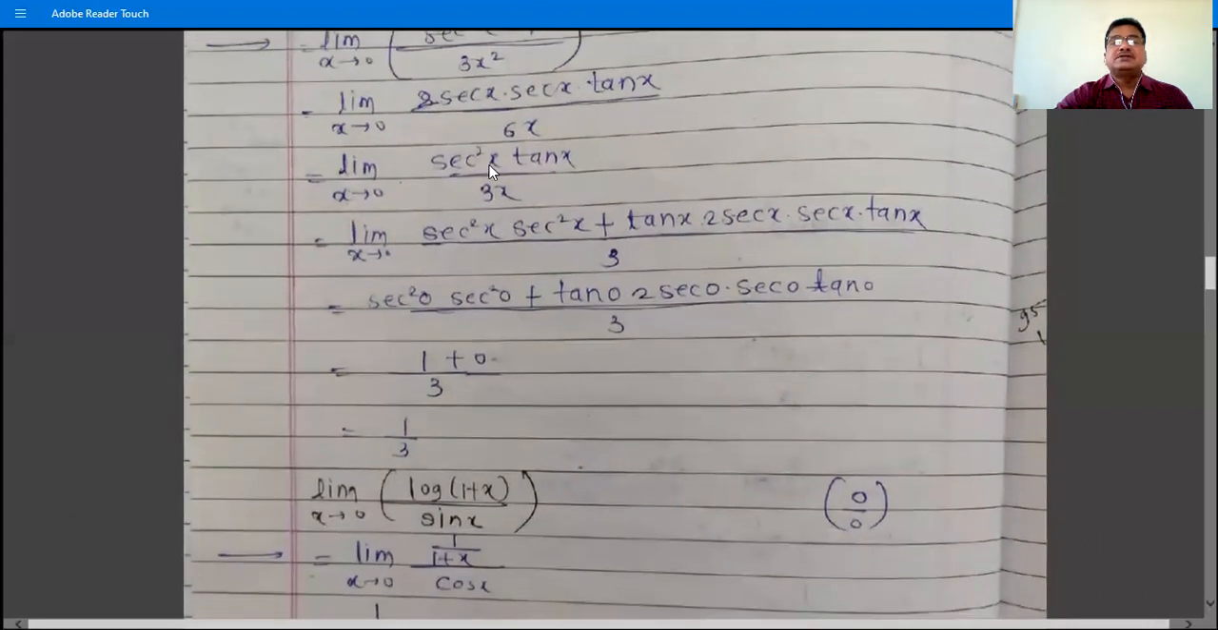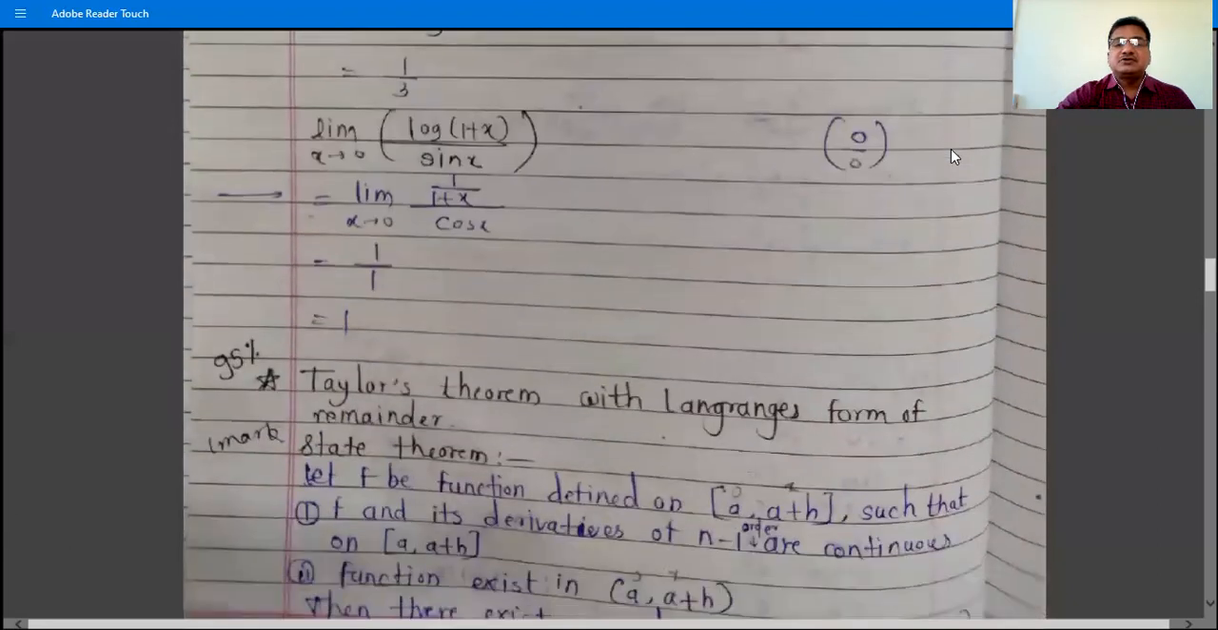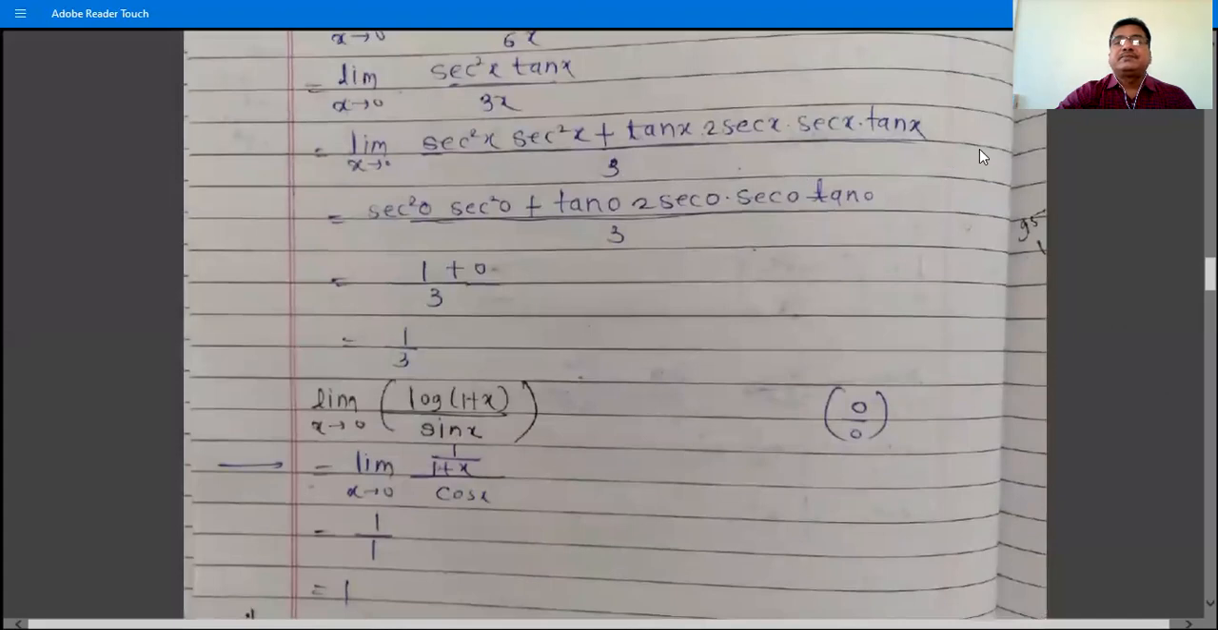If we substitute x as 0, then tan 0 is 0, so 0 by 0 form. So again apply L-Hospital rule. We have the derivative of sec square x into tan x by using the u into v rule: sec square x, derivative of tan x is sec square x, plus tan x, derivative of sec square x is 2 sec x into tan x, derivative of sec x is sec x into tan x, divided by derivative of 3x, which is 3. By L-Hospital rule, then substitute x as 0.